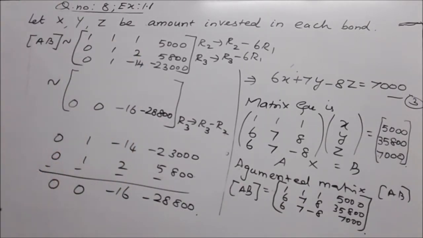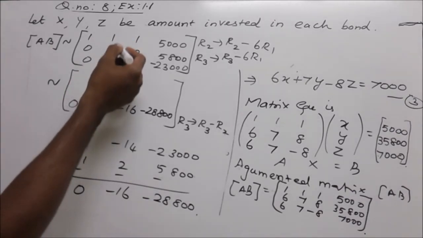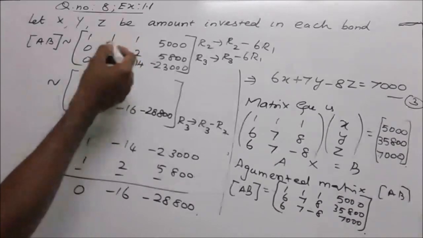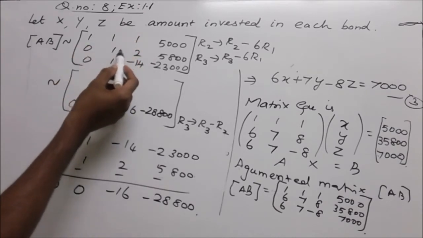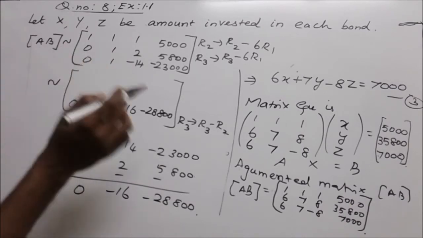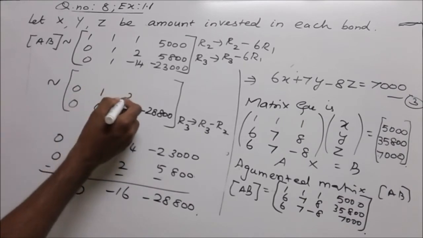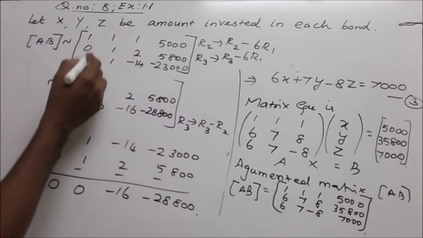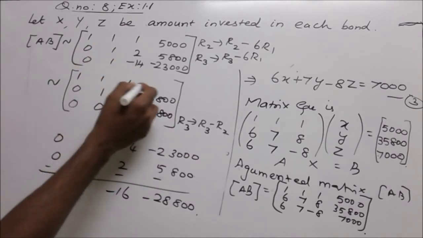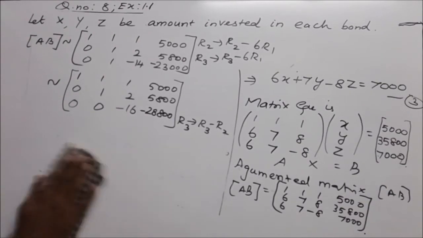Then our next priority is to bring this one to 0. We can subtract R2 from R1 to get 0, but at the same time, if we make this one 0, this becomes non-zero, so just stop the process. So 0, 1, 2, 5,800. There is no change in the second row and there is no change in the first row also: 1, 1, 1, 5,000. Here we have the final equivalent matrix.